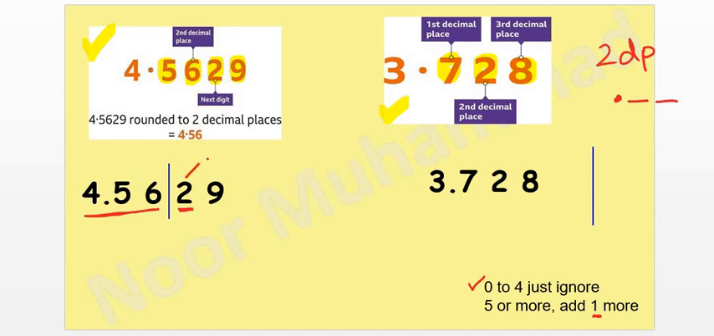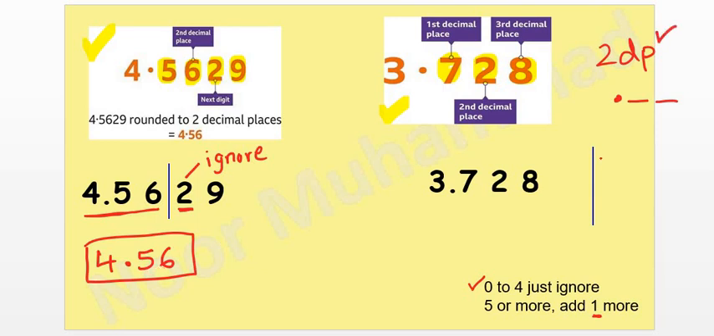Here 2 is saying ignore, right? So I will ignore it and I will write my answer like 4.56, or you can say 4 and 56 hundredths. So this will be my final answer. As you can see, my final answer is having only 2 digits after the decimal because I want to round it to 2 decimal places.